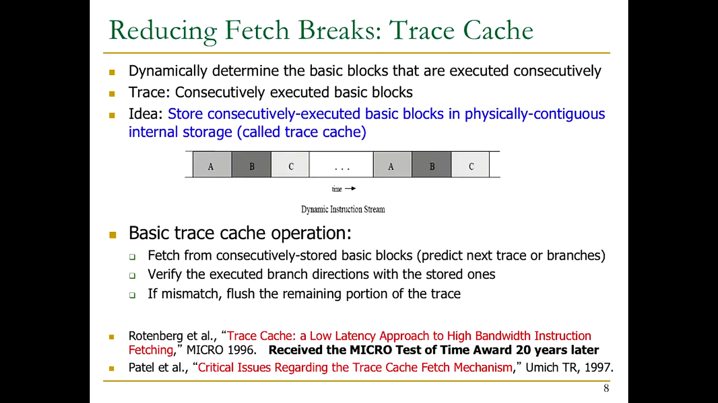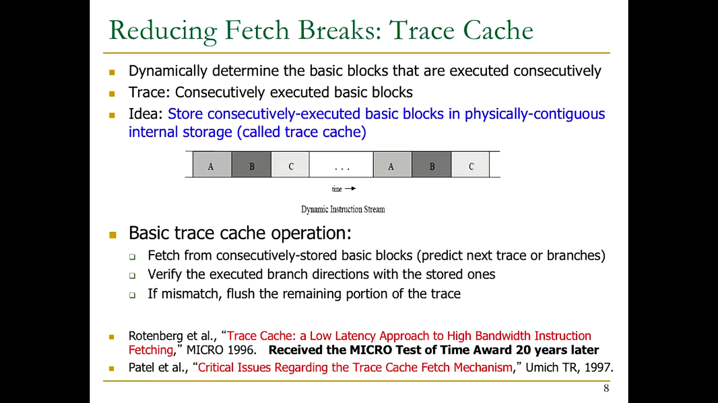Well, do you store both of them in the trace cache? And that's a design choice, again, in trace cache. That's one problem with traces. They lead to redundancy. So ABC and ABD may at the same time be in the trace cache at different locations.